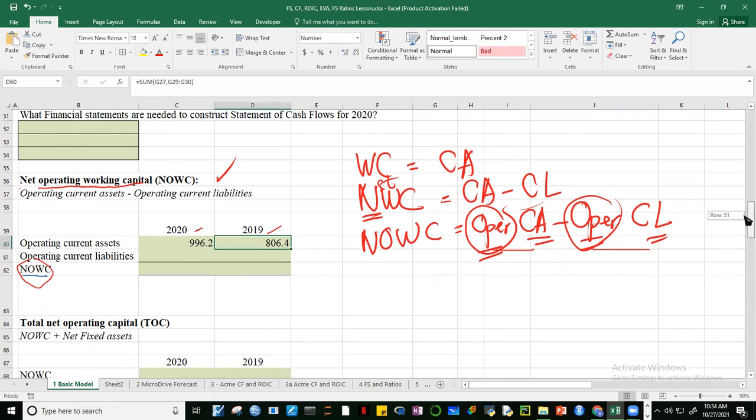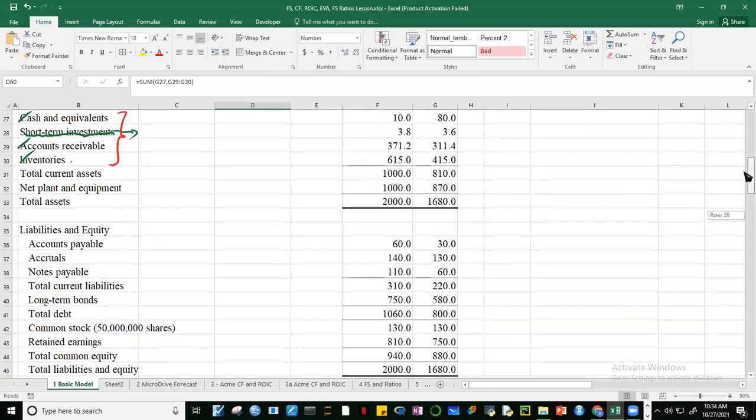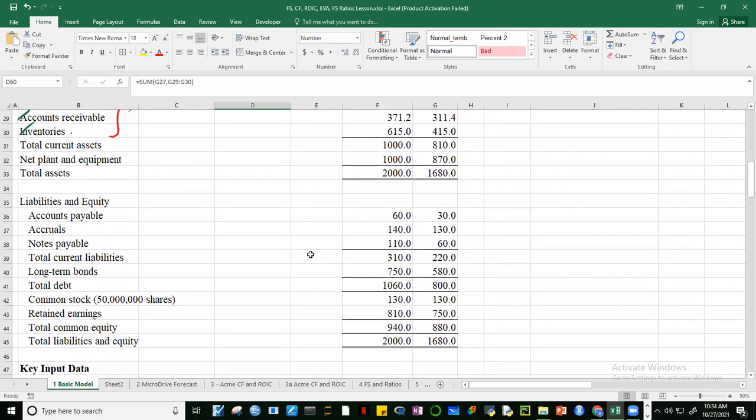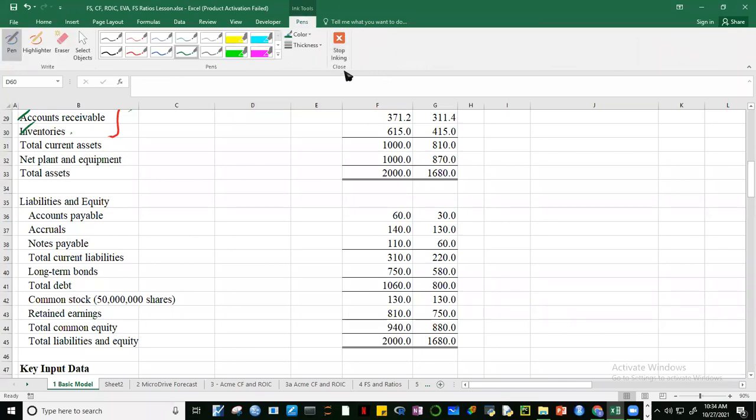Now let's identify the operating current liabilities. So we go to the liabilities. Our current liabilities include 3 items: accounts payable, accruals, and notes payable. So which of these, guys, should form part of our operating current liabilities? Accounts payable, guys, is generated in the course of the operations of the business. So this is part of operating current liabilities.